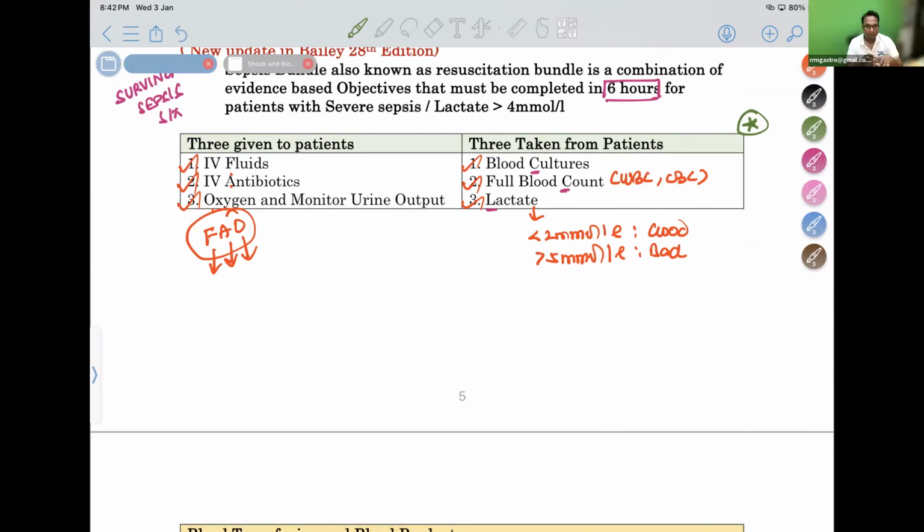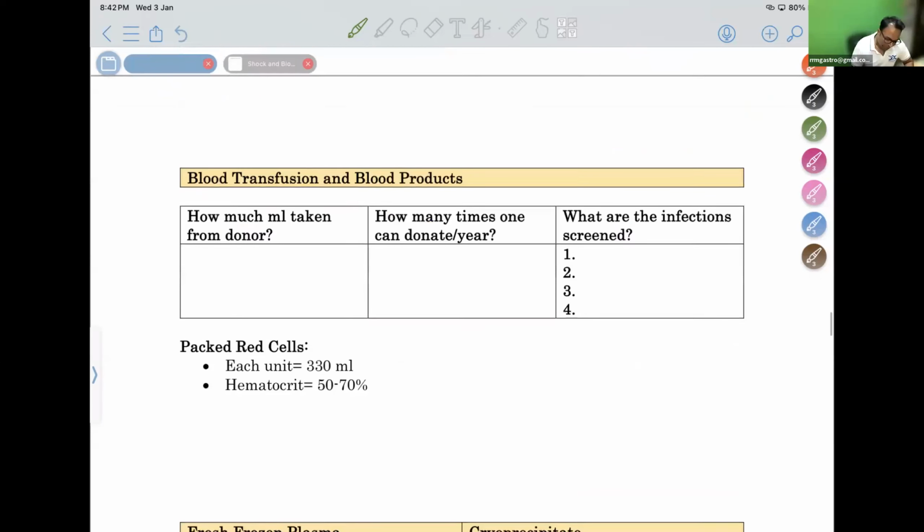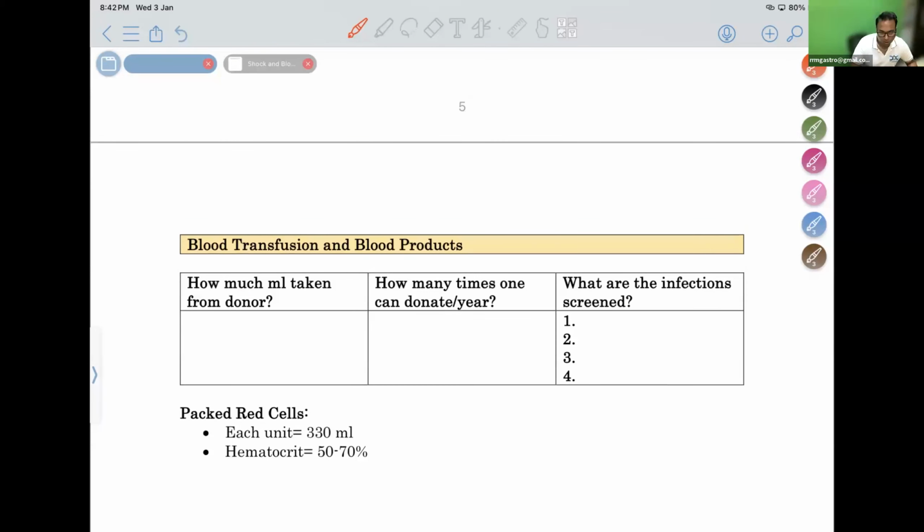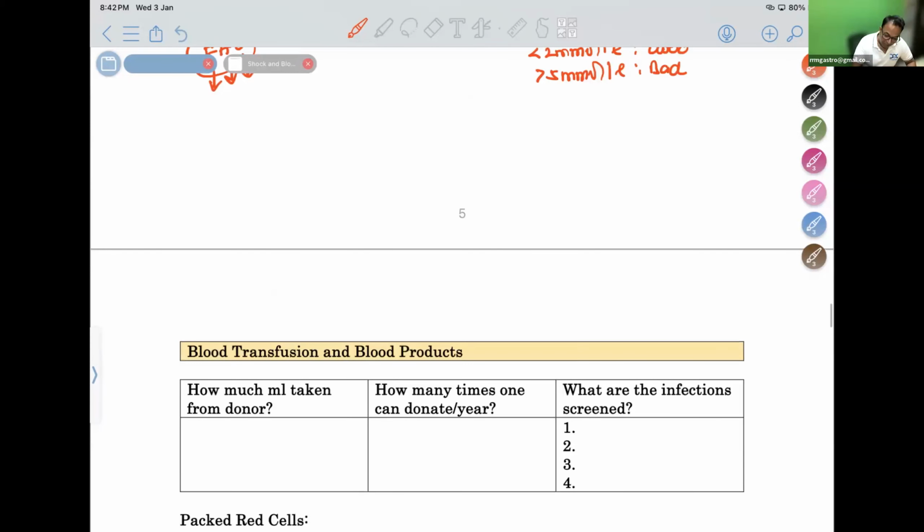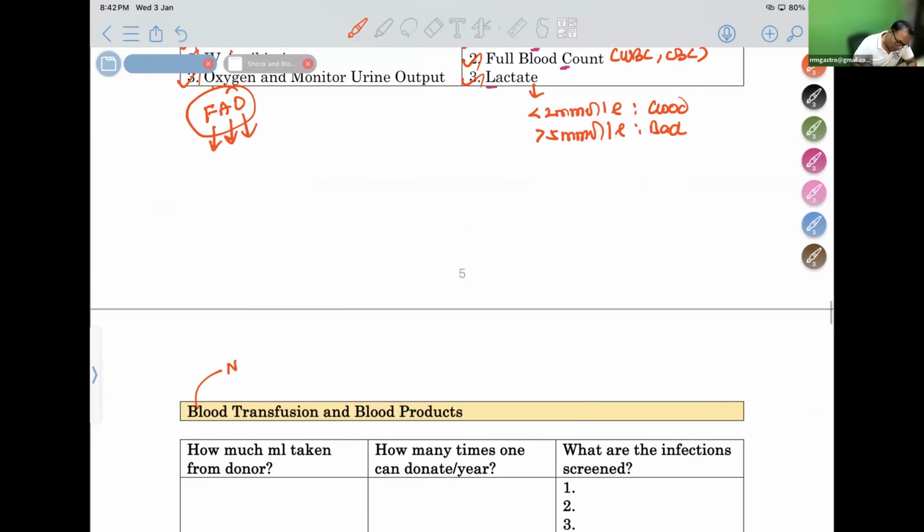But sometimes when you are writing about hemorrhagic shock, you can write about blood transfusion and blood products also. Is there a role of blood in septic shock? Please remember, blood transfusion has no role in septic shock. It is only helpful in hemorrhagic shock. We are going to discuss blood transfusion because in hemorrhagic shock, I will be giving blood.